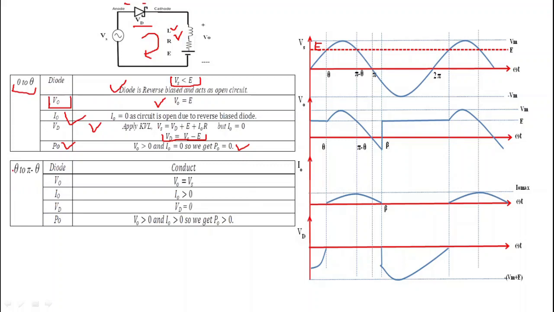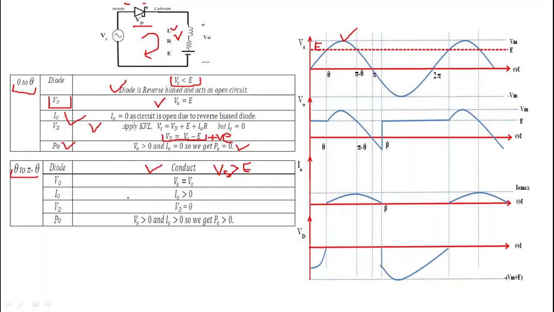Now we will see the operation from theta to pi minus theta. From theta to pi minus theta, what happens? This diode gets forward biased, because from theta to pi minus theta, the waveform of Vm sin omega t lies above EMF E. It means Vs is greater than E. When Vs is greater than E, then we get Vd positive. And when we get Vd positive, it means the diode is forward biased, or we can say that the diode conducts and acts as a short circuit.